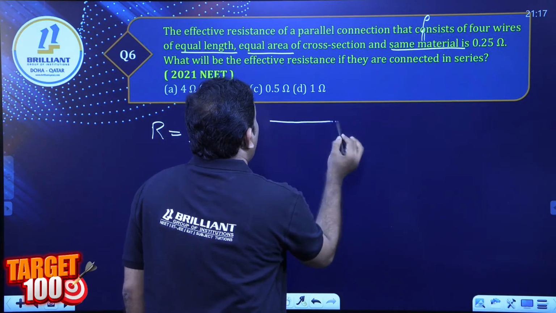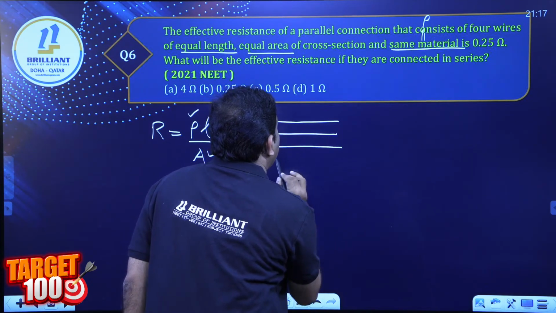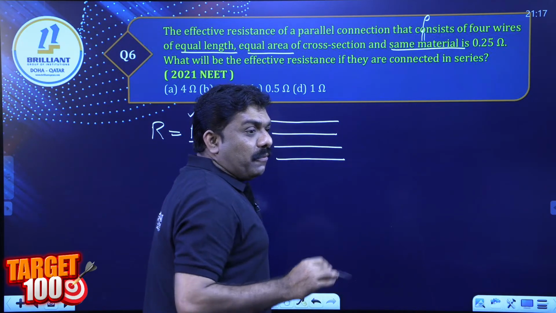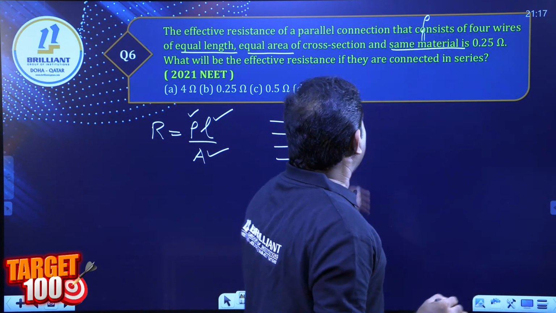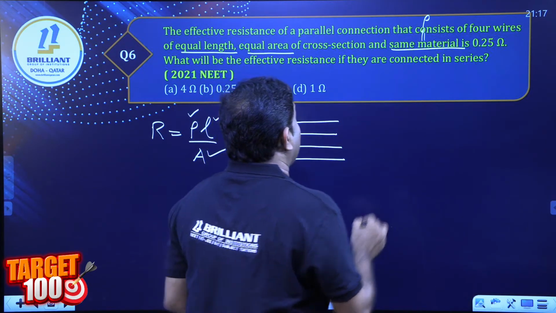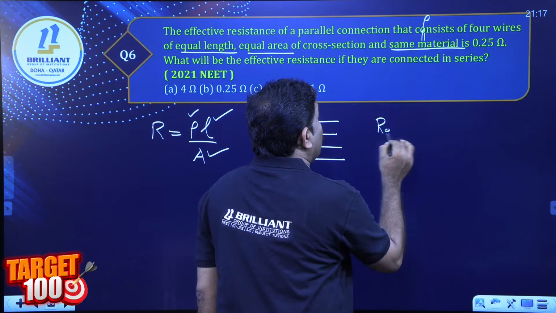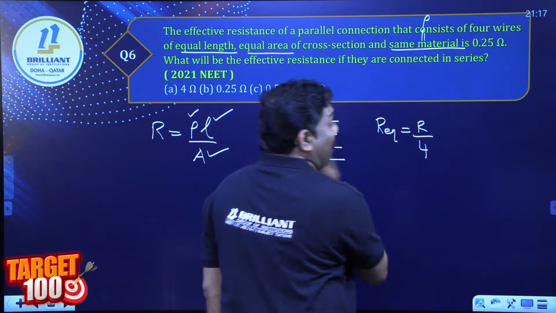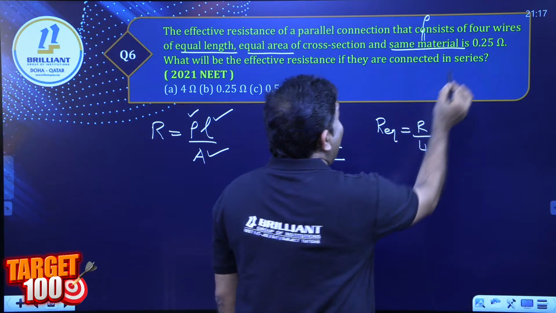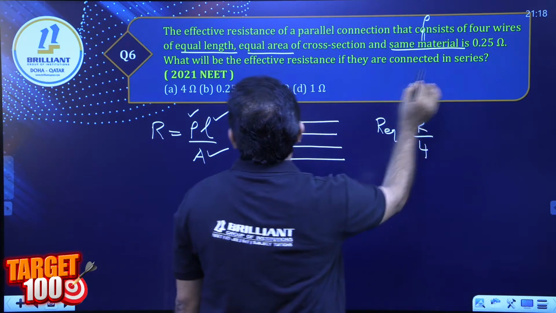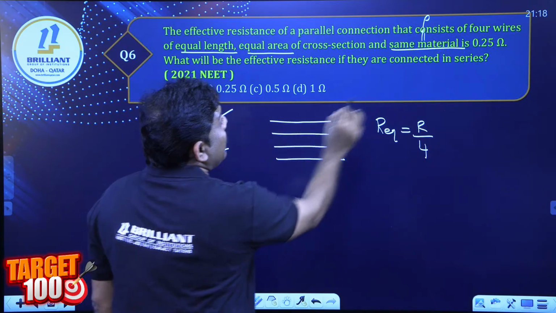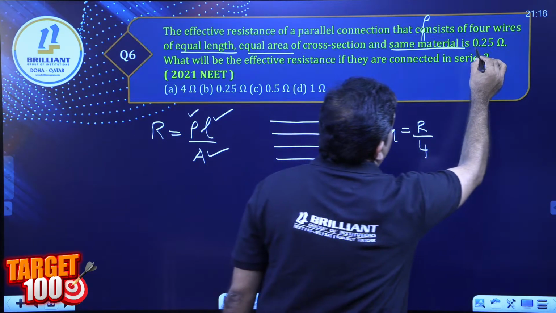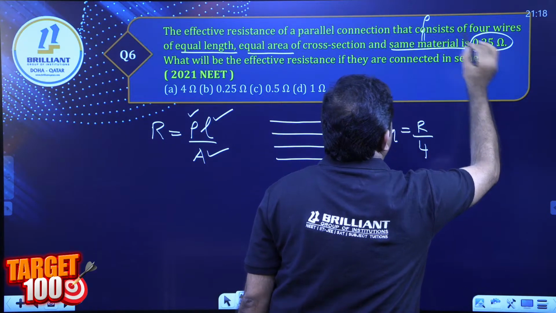So for all the 4 wires, they have equal resistance. Now look, 4 wires are connected in parallel. So if 4 wires are connected in parallel, what is the equivalent resistance? We know we have the shortcut. R equivalent is equal to R by 4. So we can say R equivalent is given here. What is the equivalent resistance? 0.25 ohm is the equivalent resistance.